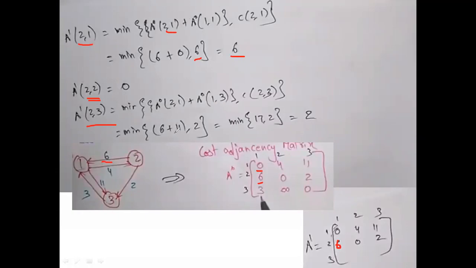And next, (2,3). Applying this equation, (2,1) is 6 plus 11, which is 17, and 2. Which is the minimum? 2, since you must take the minimum cost. So update (2,3) in the A1 matrix as 2. Next step: (3,1), (3,2), (3,3).